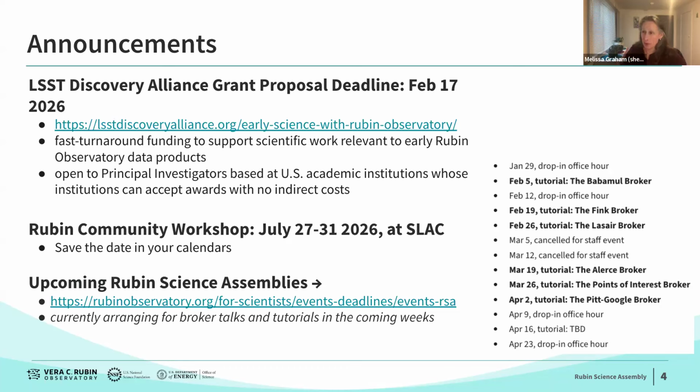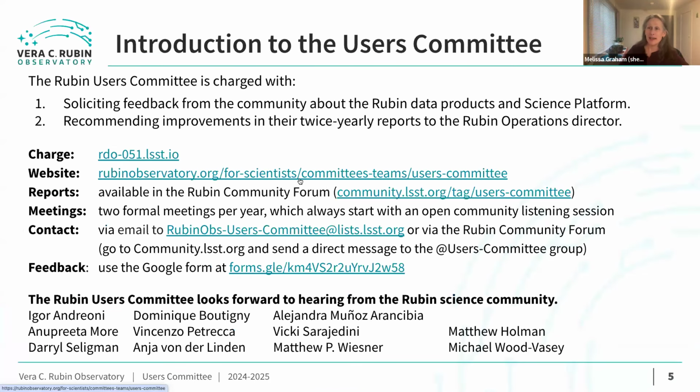And then for upcoming Rubin Science Assemblies, because alert production is expected to start pretty soon, the brokers are preparing to have you as users. So our next science assemblies will feature as many of the brokers as we can fit into the schedule, and they will give you hands-on tutorials. So you can come and you can learn how to use the various brokers. The schedule is not done. We're still adding some more of the brokers to the schedule. So keep an eye on that, and we'll see you in future weeks.